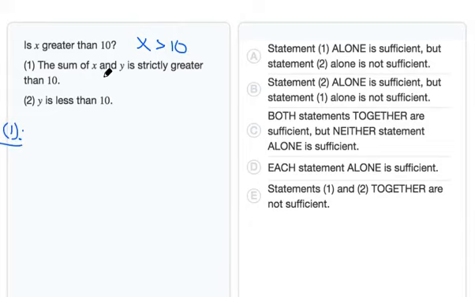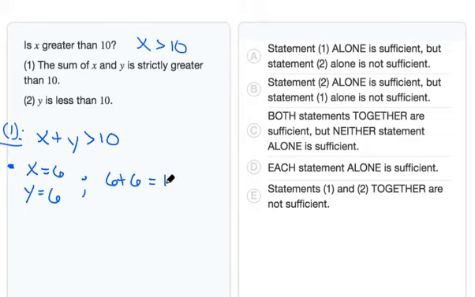We're told that the sum of x and y is strictly greater than 10. So we know that x plus y is greater than 10. So let's consider a couple different cases. What if x is equal to 6 and y is equal to 6? In this case, x plus y, so 6 plus 6, would equal 12, and that would be greater than 10. So it satisfies our statement. However, we're asked whether x is greater than 10. And in this case, x would not be greater than 10.